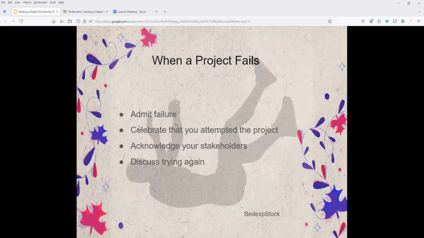When a project fails, and it happens, just admit failure, celebrate that you attempted the project, acknowledge your stakeholders, and then discuss trying again, possibly at a future date. So what did you do well? Celebrate that. I value your time in helping the project. That's what you say to people.